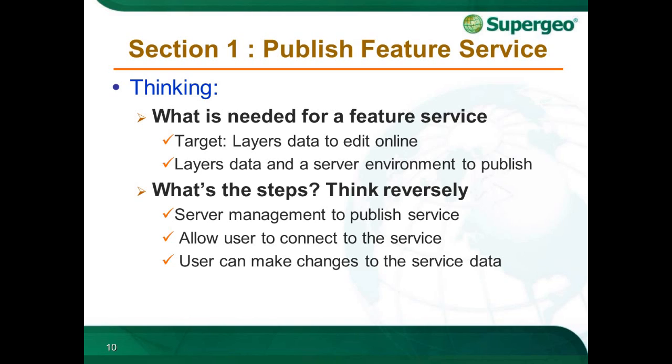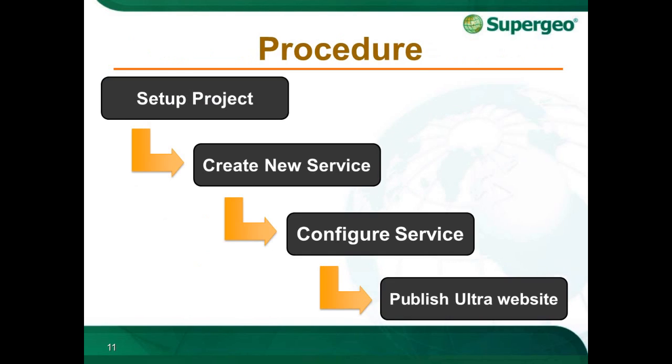What we're going to do here is prepare the layer data and publish it with the server environment, and allow users to connect to the specific service so that they can make changes to the data within the service. So this is our procedure: we're going to set up the project, create a new service, configure it into a feature service, and publish it to a website.